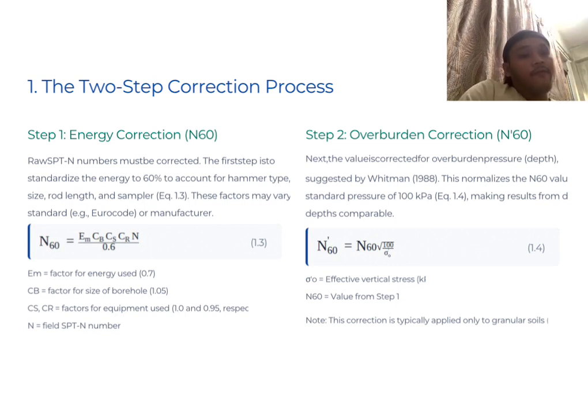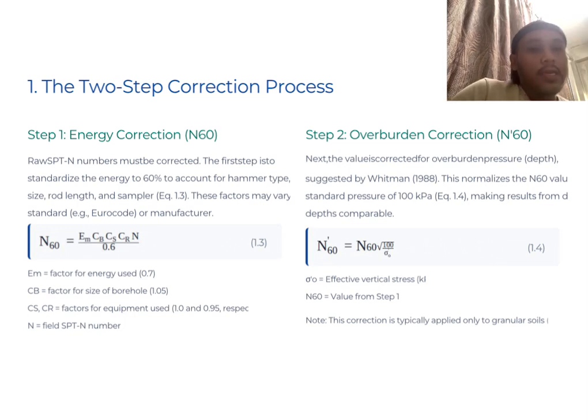The purpose of this step is to correct the field N value to a standard 60% hammer energy. Different hammers deliver different energy. For example, a donut hammer delivers only about 70% energy. So we use correction factors. The correction factors that we use are EM, CB, CS, and CR.